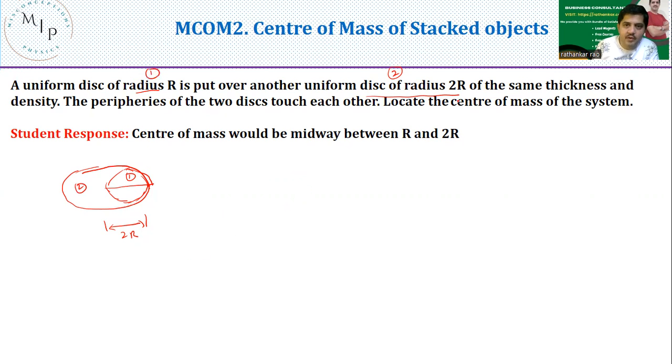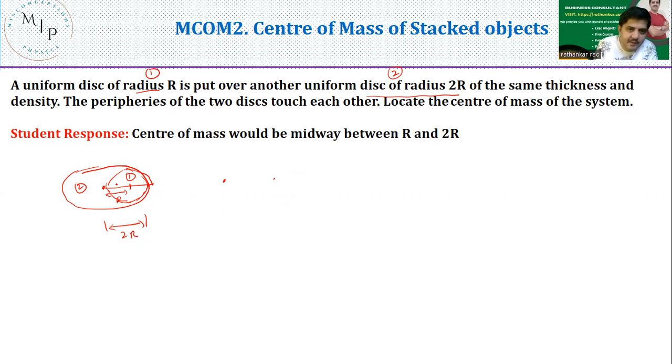Now look at the center of mass of the system. Usually what students do is they approximate the whole mass of each disk to be at its center. So this mass would be at this point, and that mass at this point. Now what is the distance between these two? The distance between these two would be equal to r, the radius r.